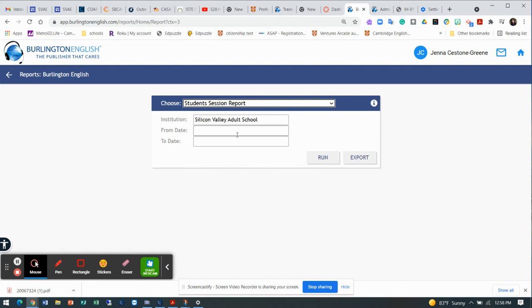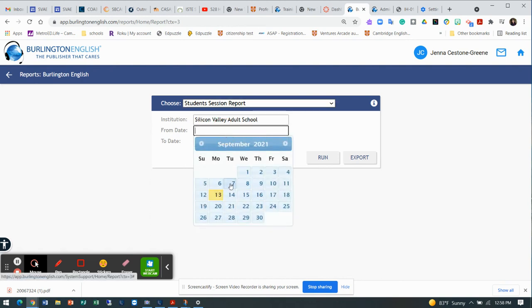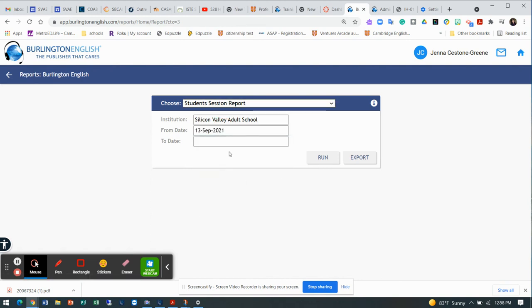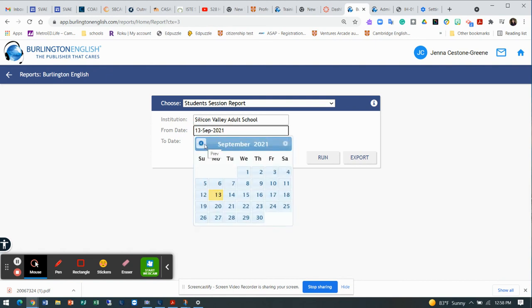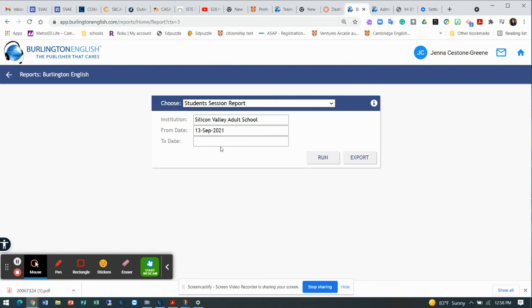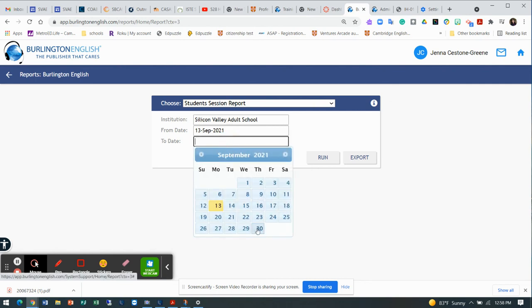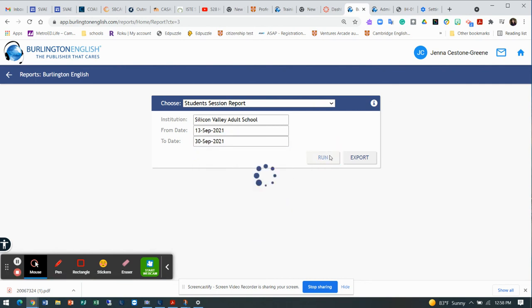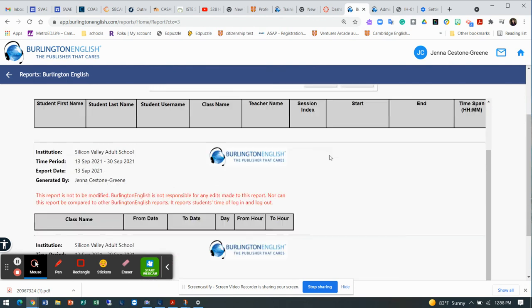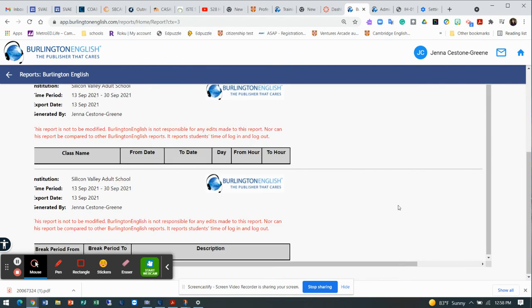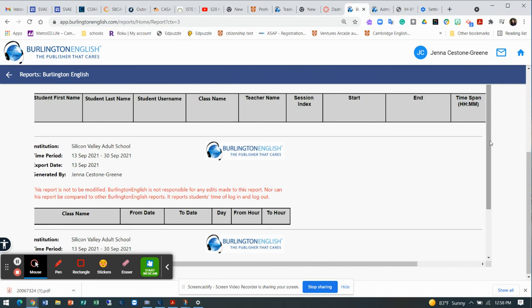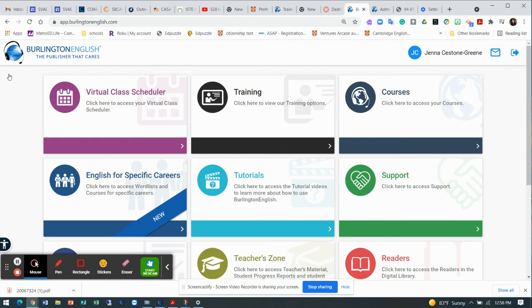Student session report. It's only over 30 days. So the best thing would be, this is showing September. So if I go from September to September 30th, and then I run, it'll be a report that comes up. I don't have any students in there, but it'll come up like an Excel spreadsheet. And you'll be able to see how long your students are spending on Burlington outside of Burlington.